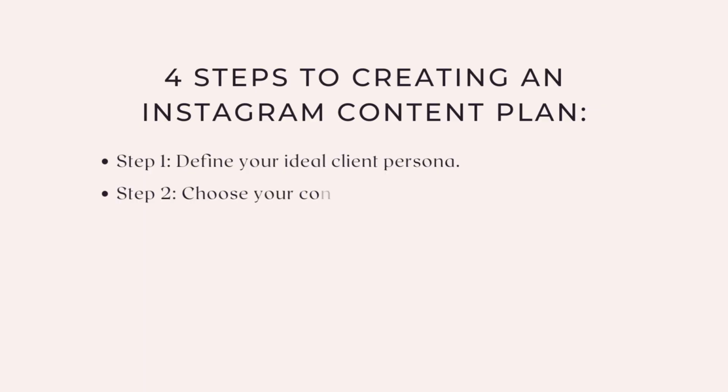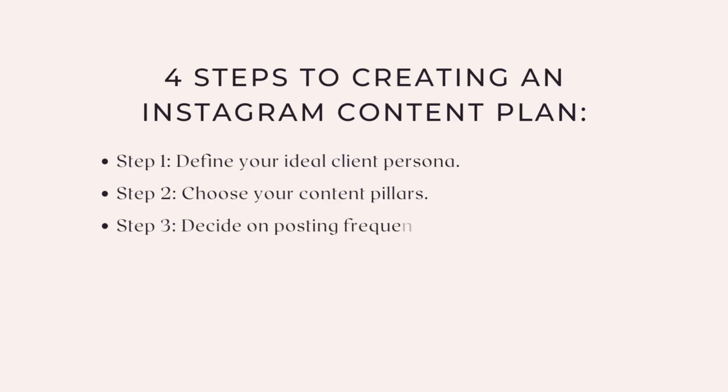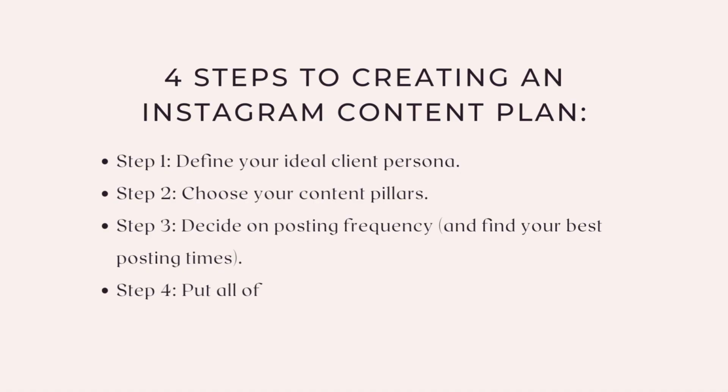Step number 2, choose your content pillars. Your content pillars will make it easier to post consistently, as you will be repeating the same themes every week. Step number 3, decide on posting frequency and find your best posting times. And finally, step number 4, put all of this together in the form of a written content plan. So these were the 4 steps to creating a content plan for your business.